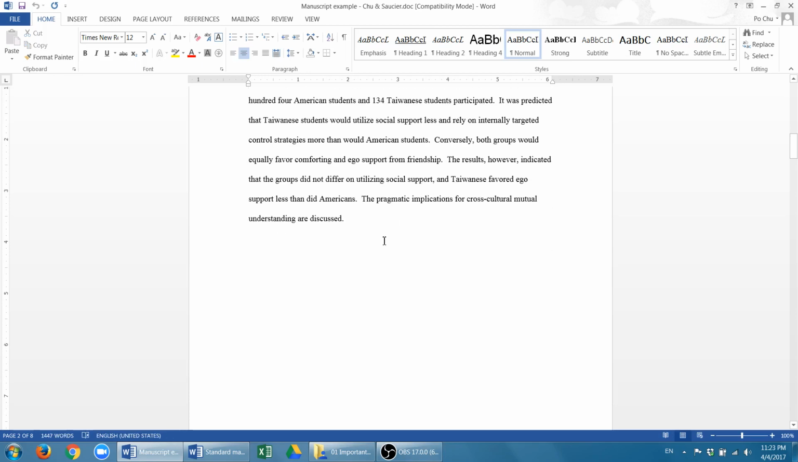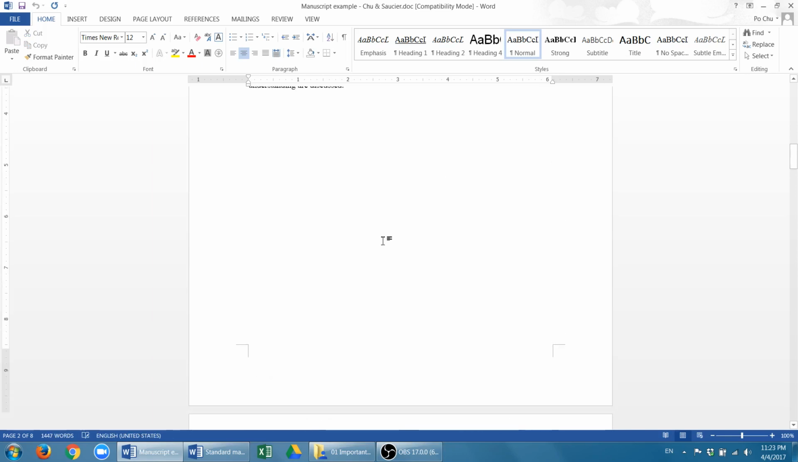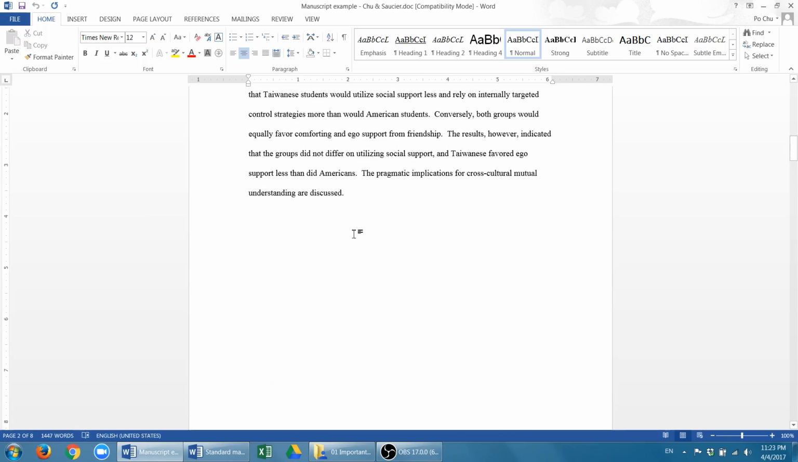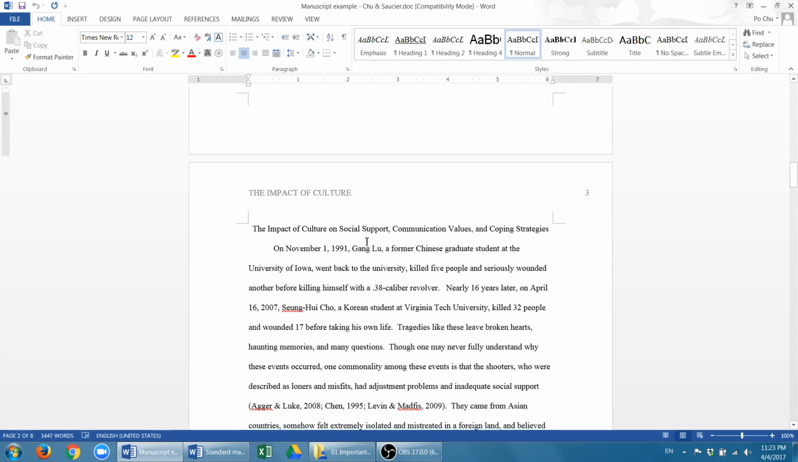Okay, after the abstract, you go to the next page. There must be a page break. You cannot just follow it and say the introduction. It has to be another page. Now, on another page, this is the introduction, and you don't necessarily need to give this a title.